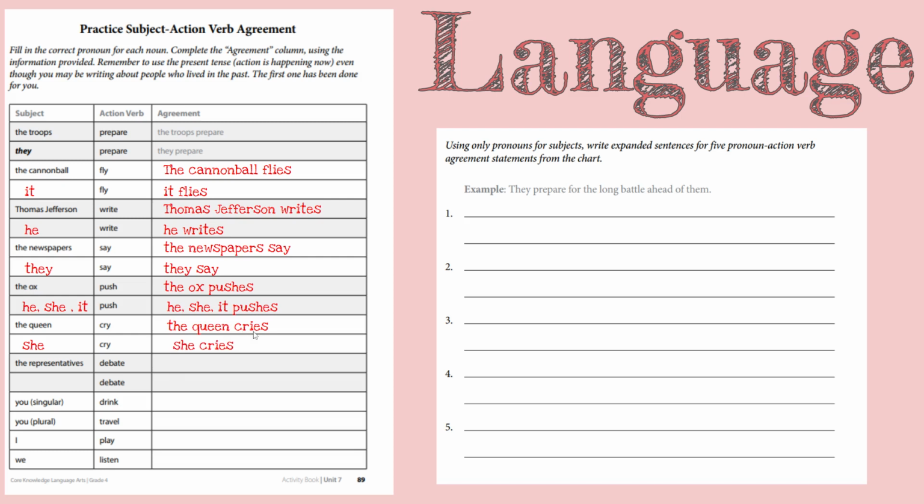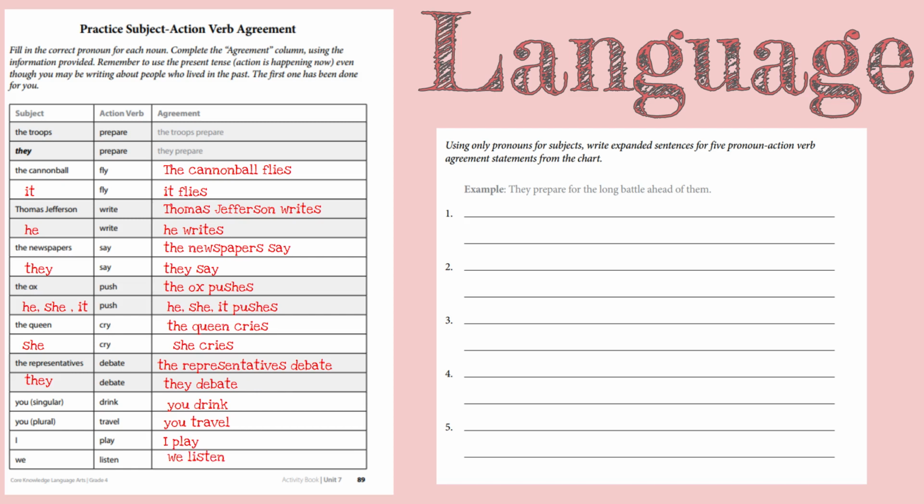She cries. The representatives is plural, so I need a plural verb. The representatives debate. It's already plural, so I don't need to make any changes to it. The representatives are plural, so I'm going to use the pronoun they, and it would be they debate. Now we're going to take a look at the singular pronoun you and drink, so I need to keep it singular, so it would be you drink. If I use you meaning plural, talking about more than one person, I would say you travel, so it still stays the same. If I say I, and I'm singular, so it's I play. And we, talking about a group, it's we listen.